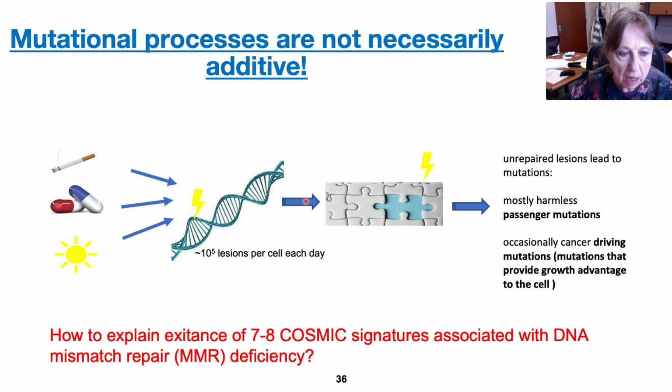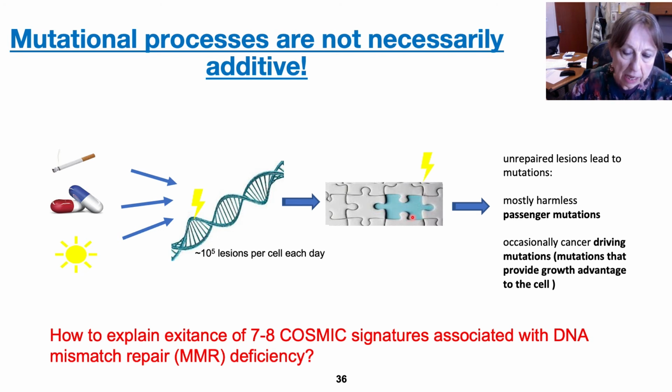So, for example, if we had no lesion in the DNA, then it wouldn't really matter whether or not the DNA repair is functional or not. However, if, for example, we have very strong impact of smoking and then also impact of DNA repair deficiency, this will create at the end a signature that is different than if we had a combination of UV light and then DNA repair deficiency.